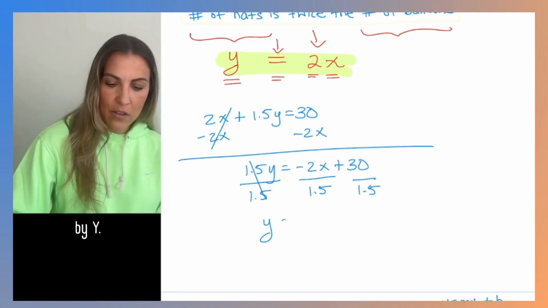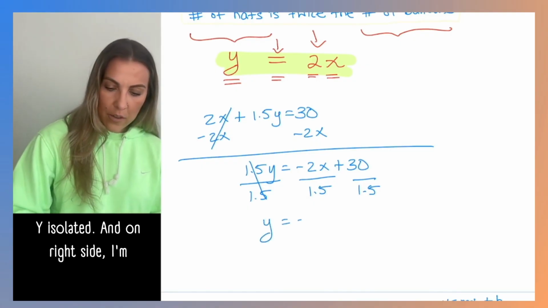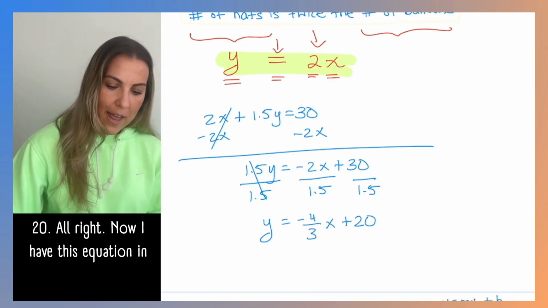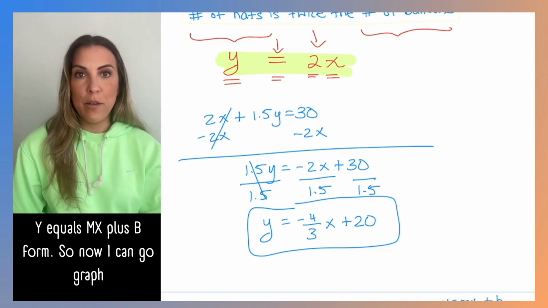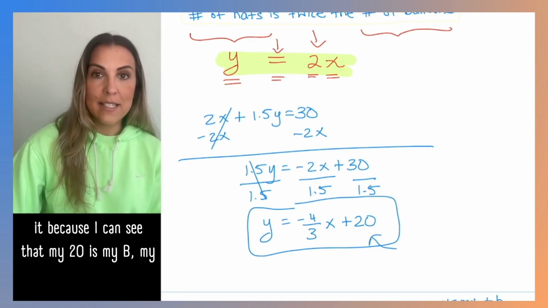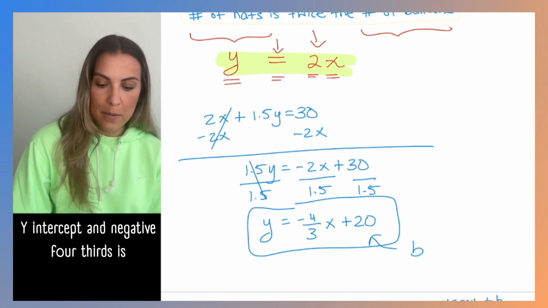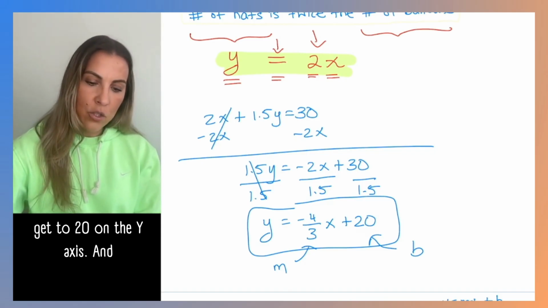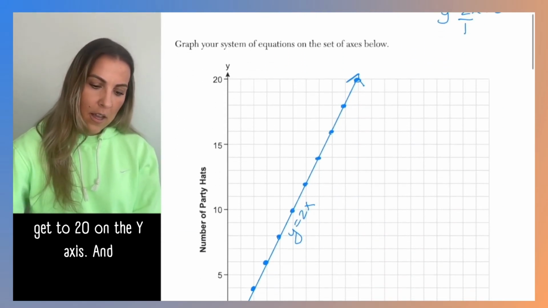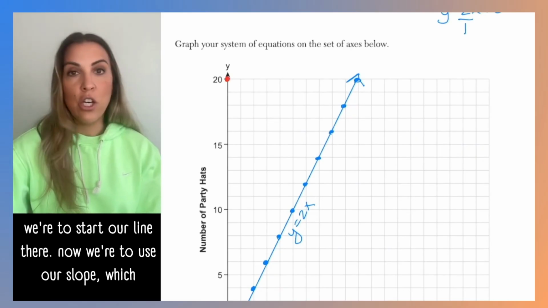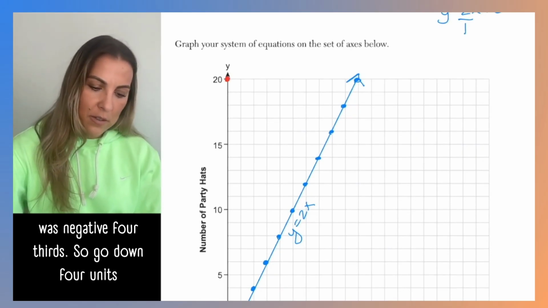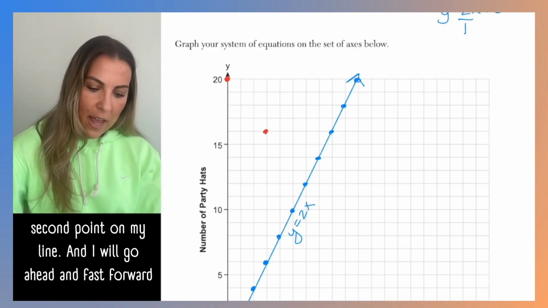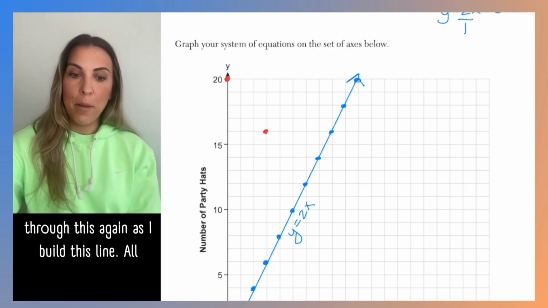So now on the left side, I do have y isolated. And on the right side, I'm going to get negative 4/3 x plus 20. All right, now I have this equation in y equals mx plus b form. So now I can go graph it because I can see that my 20 is my b, my y-intercept, and negative 4/3 is my m, or my slope. So let's go ahead and get to 20 on the y-axis. And we're going to start our line there. And now we're going to use our slope, which was negative 4/3. So I'm going to go down 4 units and then over 3 units to plot the second point on my line. And I will go ahead and fast forward through this again as I build this line.